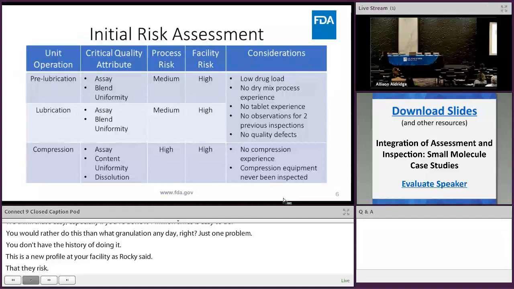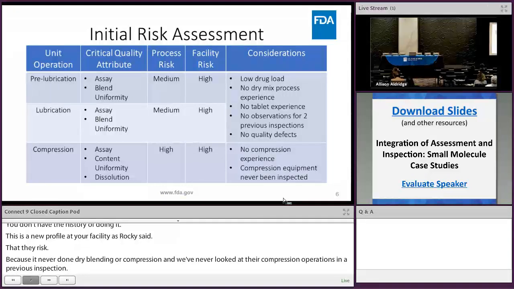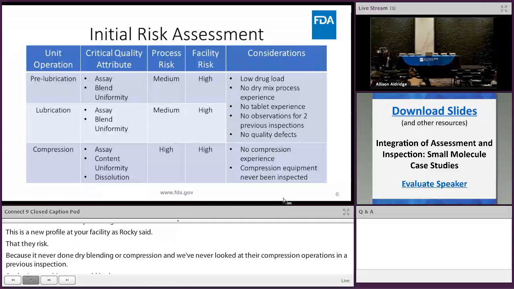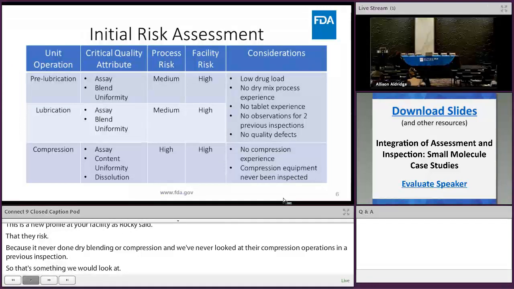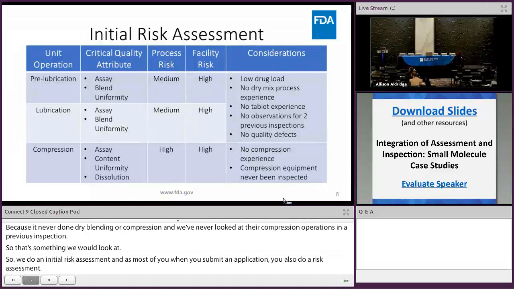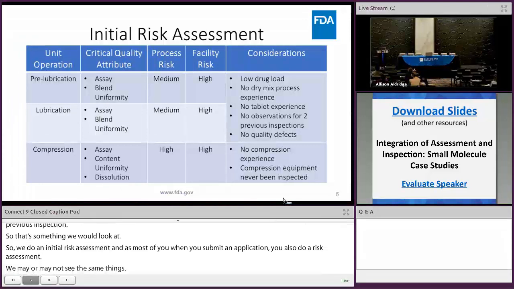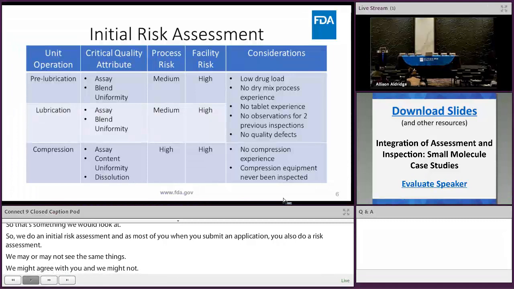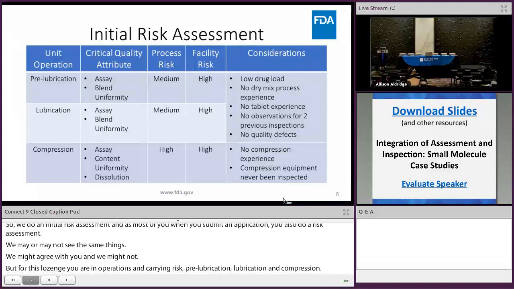So then we do an initial risk assessment. And as most of you, when you submit an application, you also do a risk assessment. We may or may not see the same thing when we do our risk assessment. We might agree with you, we might not. But for this lozenge, the unit operations that carried some risk were pre-lubrication, lubrication, and compression. And they're linked to the critical quality attributes for pre-lubrication. Is that me?